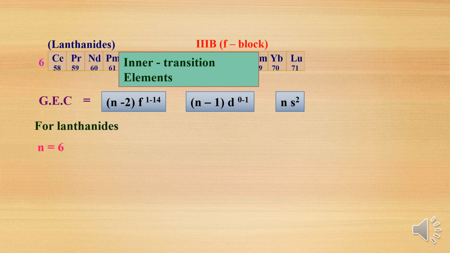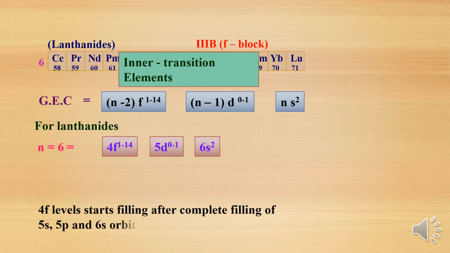Now for lanthanides, n is equal to 6. So in the sixth period it is 4f1 to 14, 5d0 to 1 and 6s2 as the electronic configuration. The 4f1 to 14 will vary. The 4f level starts filling after filling the 5s, 5d and 6s orbitals. After filling these orbitals, the 4f level comes. So the only changes we can observe are in 4f.